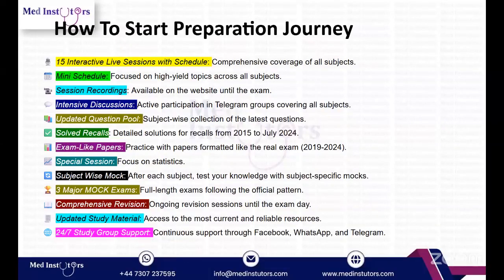Then there is a pool on the website in which all the recalls are solved. You will get exam-like papers. Then there is a special session which is focused on biostats.